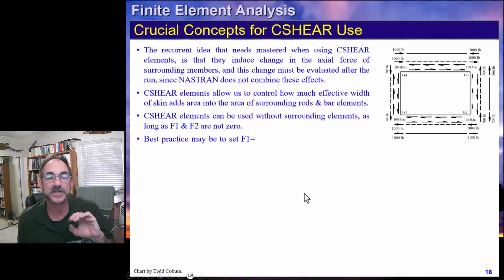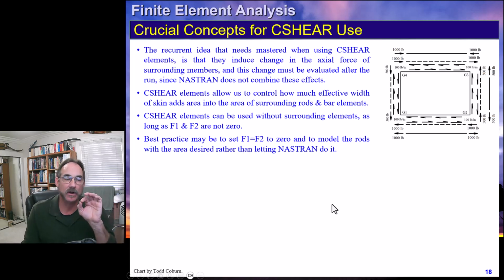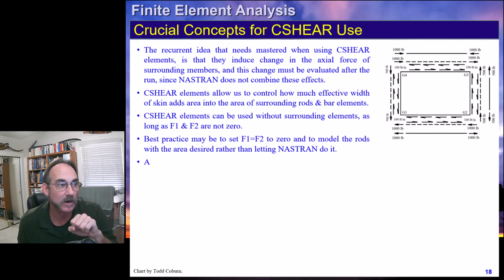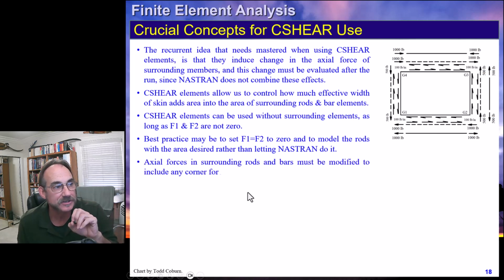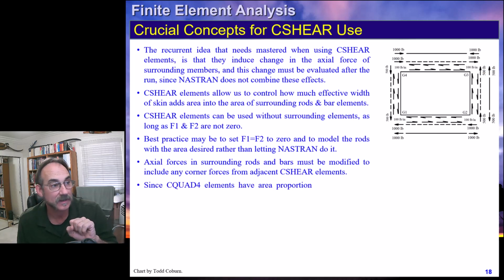However, best practice is going to put rods around any C-shear element. Also, in my opinion, best practice may be to set those F1 and F2 to 0 and just to add whatever effective width of skin into the rods in the actual rod area rather than letting NASTRAN do it. But anyway, either way works. Axial forces in our surrounding rods and bars have to be modified to include any corner force effects from any adjacent shear panels. We've said that a few times.